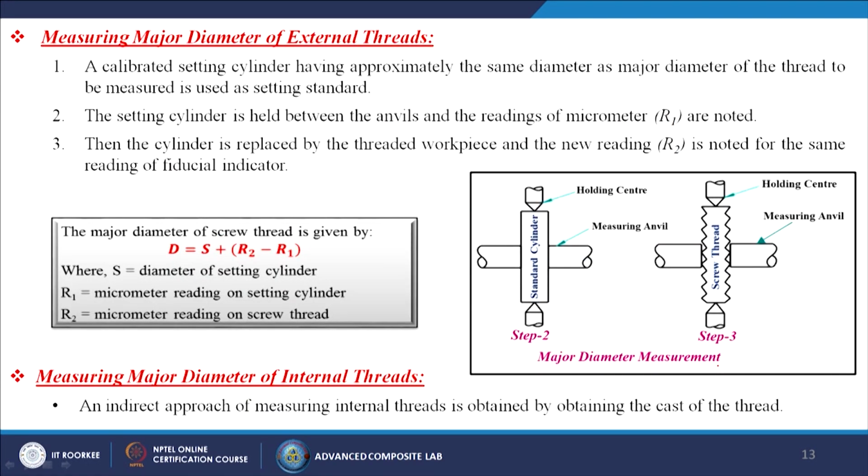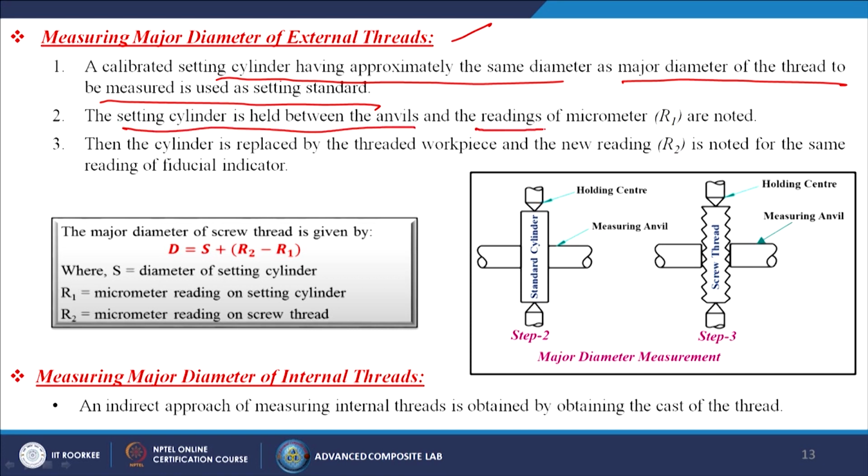Now, how are we measuring the major diameter of external threads? A calibrated setting cylinder having approximately the same diameter as the major diameter of the thread to be measured is used as setting standard. The setting cylinder is held between the anvils and the readings of the micrometer are noted. Then the cylinder is replaced by the threaded workpiece and the new reading is noted for the same reading of fiducial indicator.